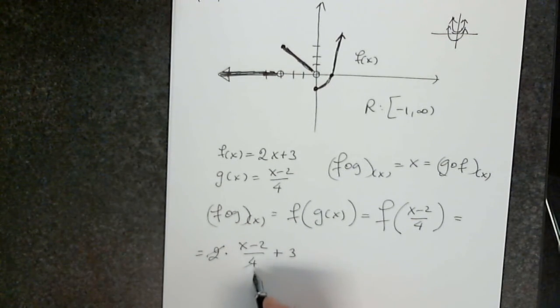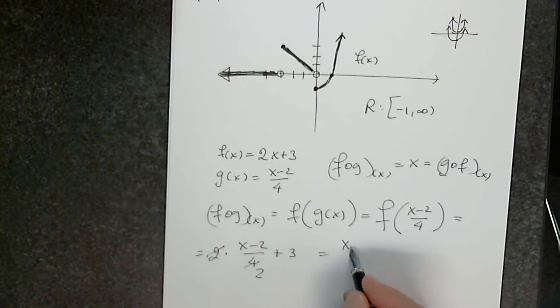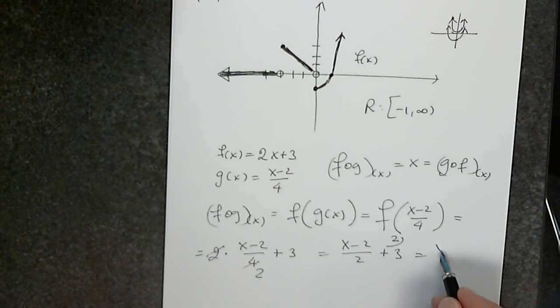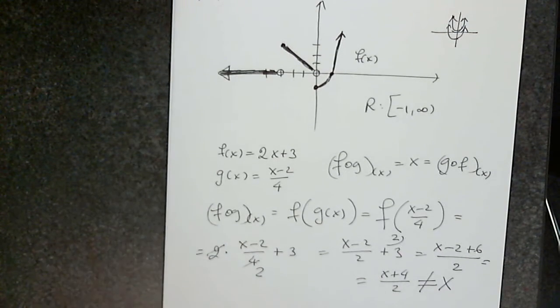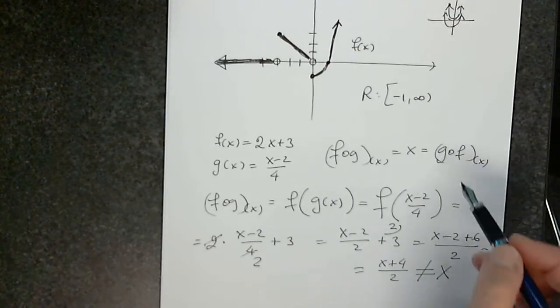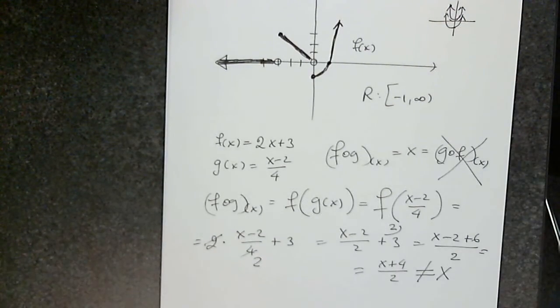But when I try to simplify, I get x minus 2 over 2 plus 3. I multiply the top by 2. So it's x minus 2 plus 6 divided by 2, which is x plus 4 divided by 2. But this does not equal x. This is x plus 4 over 2. It's not x. So what do I conclude? And I will not even need to determine the other one. Not inverses of each other.